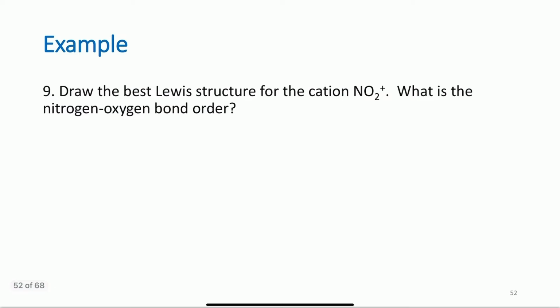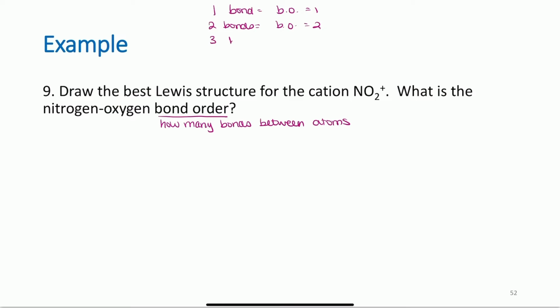Draw the best Lewis structure for the cation NO2+. What is the nitrogen-oxygen bond order? Remember, bond order tells me how many bonds are between the 2 atoms. One bond equals bond order of 1. 2 bonds, bond order of 2. A triple bond, bond order of 3.